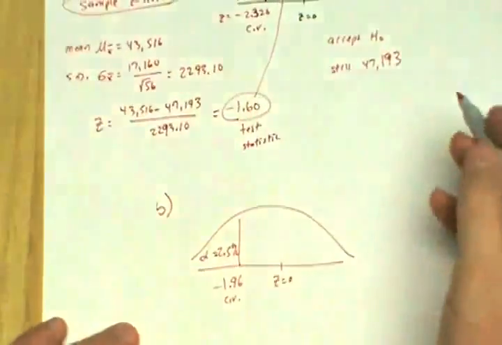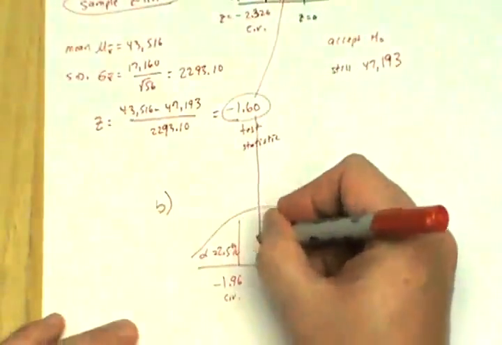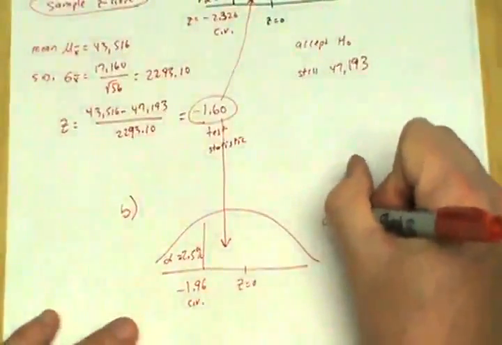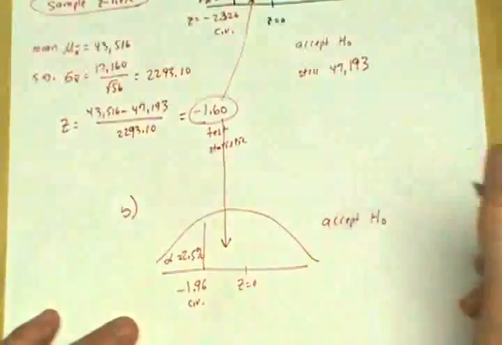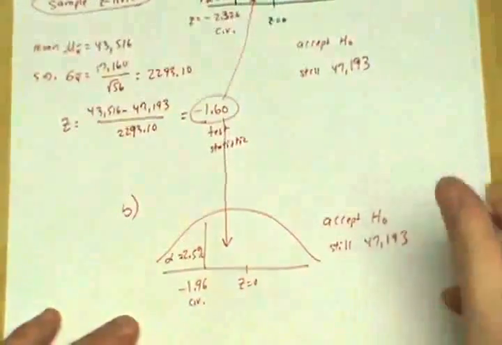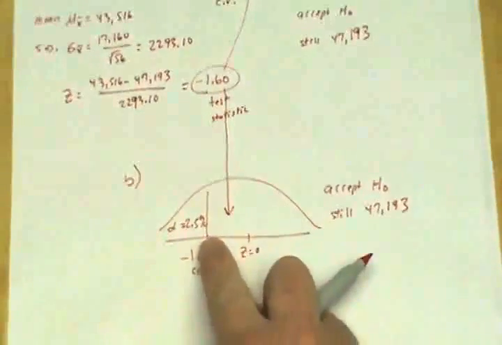Where does negative 1.60 lie? You're going to say, well, it lies to the right of negative 1.96. So you're going to say, I accept H0 also in this scenario. And you're going to say, nope, it's still 47,193, because you're to the right of the cutoff value.